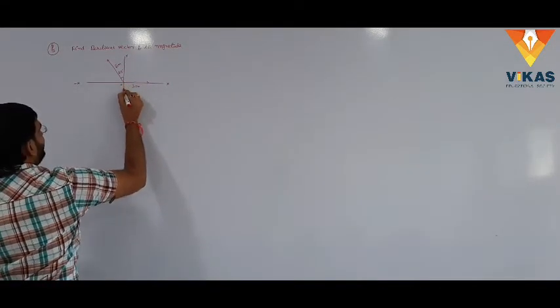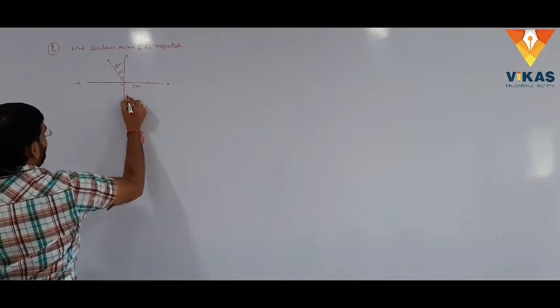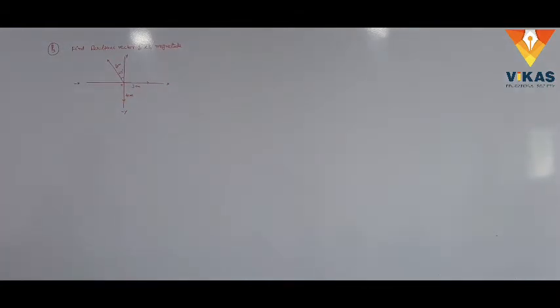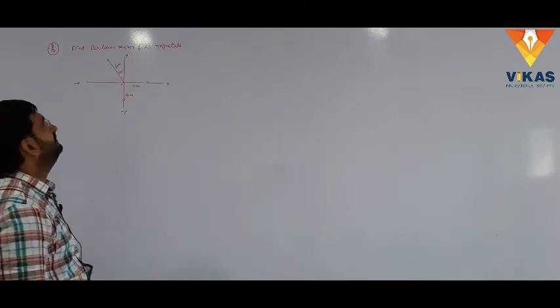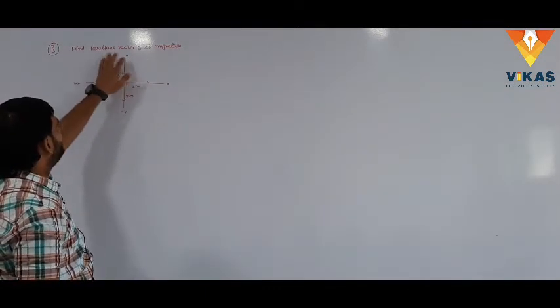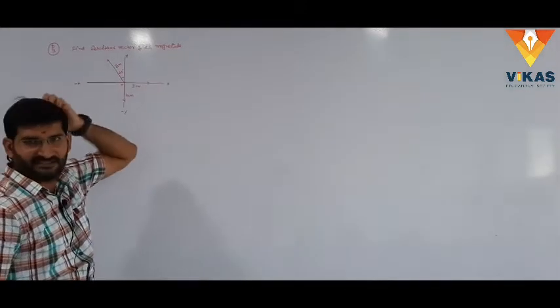And the third one is there, of length 4 centimeters, which is along the negative y axis. This is the problem given. Find the resultant vector and its magnitude. Resultant means the sum of all the vectors.